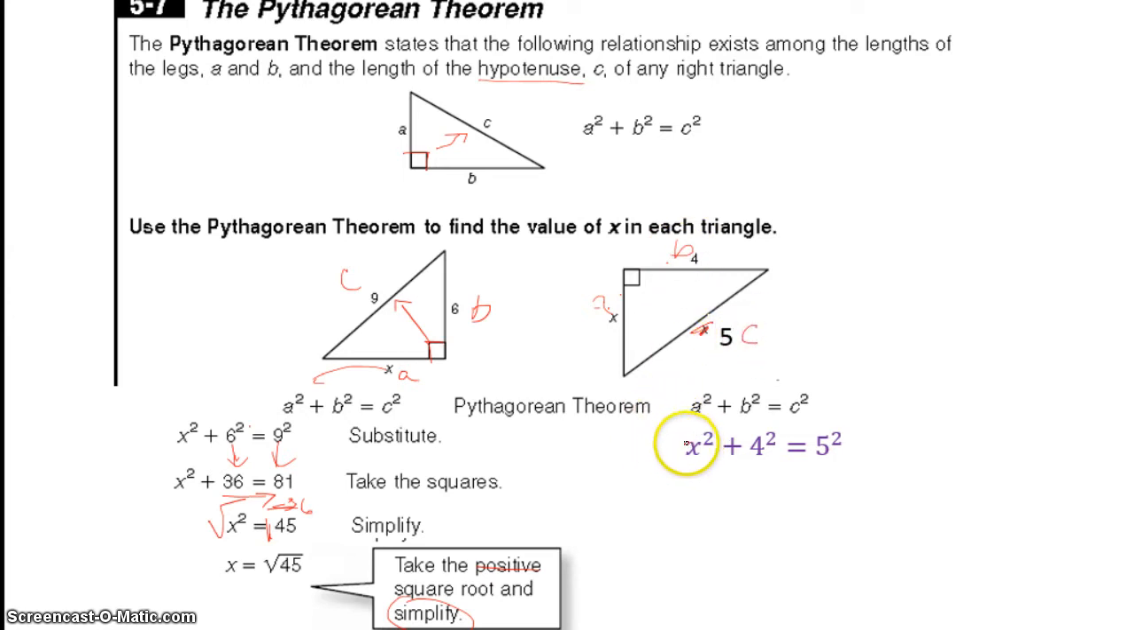So let's go ahead and substitute in over here. We have our A squared, which is the x squared that we're trying to find. Our B squared is the 4. And our C, remember what that's called, opposite of the right angle, is our hypotenuse. Let's go ahead and square those out. So 4 squared is 16, 5 squared is 25. We're going to solve for x squared, so we'll move our 16 over as a negative 16. That gives us x squared equals 9.